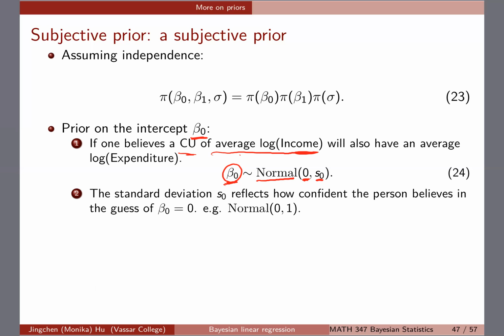And then, of course, sigma0, which is the standard deviation for this prior distribution, reflects how confident you are about the guess of beta0 equals 0. Sometimes 0, 1. And all of this can be changed by tuning the standard deviation. If you're pretty confident, you can put a small value. If not that confident, you can put a large value. The reason we put a 0 in the first place is that if you believe a CU of average X will also have an average Y. But if you have a strong opinion otherwise, you can move that around. So that's what you can do about beta0.